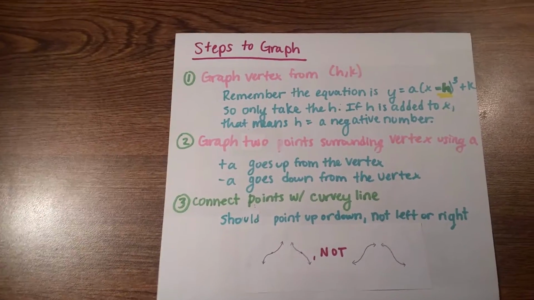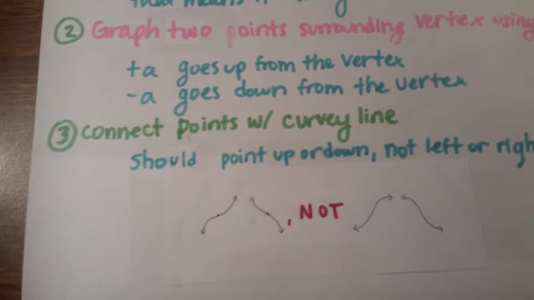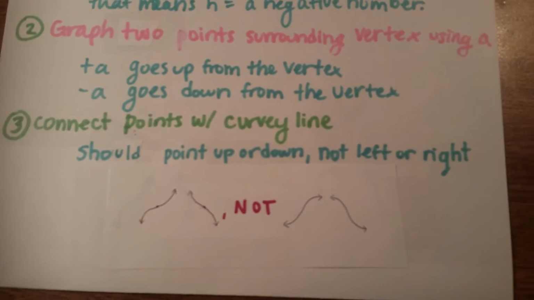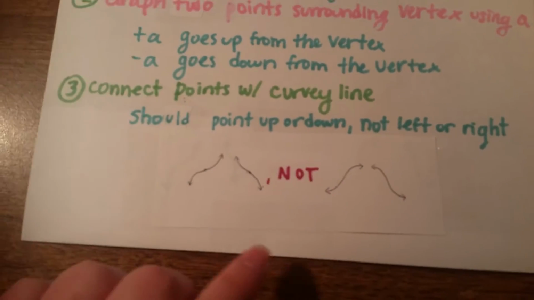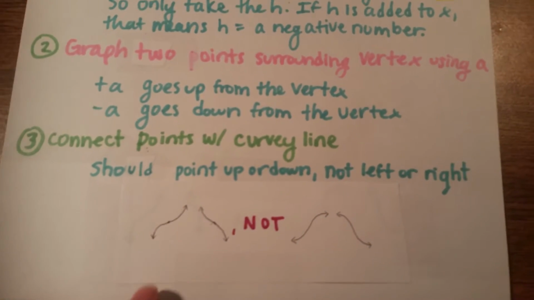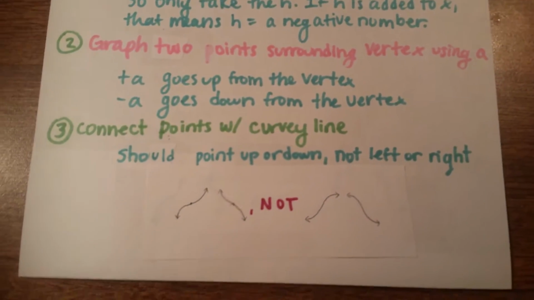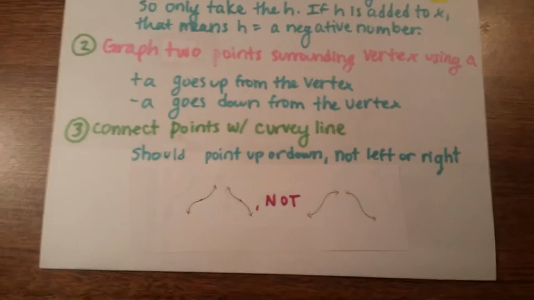The third step is to connect the points with a curving line. Now this line should point up and down, not left and right. If you do it correctly, it should have it pointing down and pointing up. These point left to right. So make sure you're graphing it correctly.